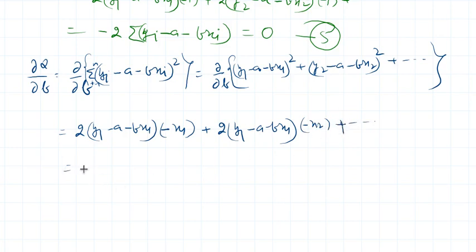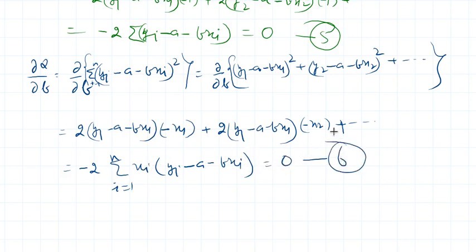Minus 2 can be taken outside, and writing it again in the form of a summation, it is xi into yi minus a minus b xi, right? That's what I am getting, and it is equal to 0. Let me call this equation number 6.